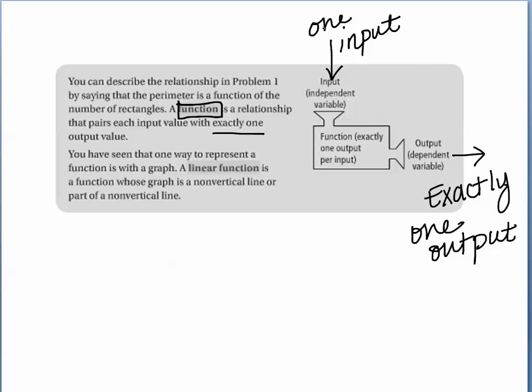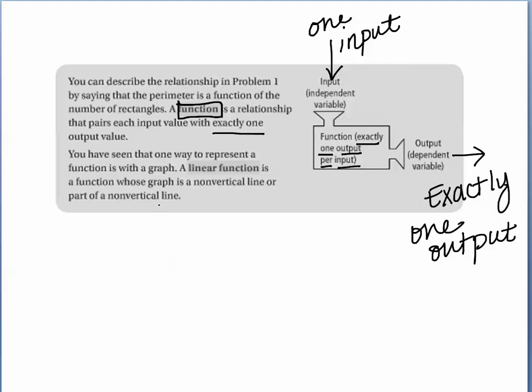If ever you put something in and you get 2 or 3 or more than one output, then it's not considered a function. So a function has exactly one output per input.